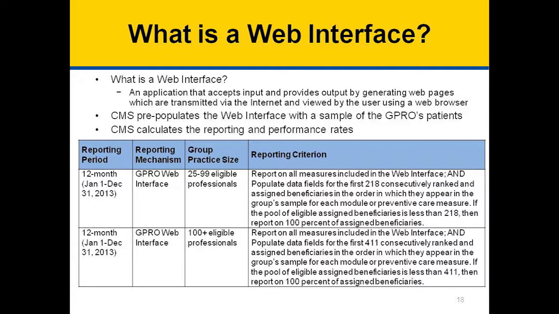If the pool of eligible assigned beneficiaries is less than 218, then you must report on 100% of the assigned beneficiaries. For groups with 100 or more eligible professionals, you must report on all measures included in the web interface and populate data fields for the first 411 consecutively ranked and assigned beneficiaries in the order in which they appear in the group sample for each module or preventive care measure. If the pool of eligible assigned beneficiaries is less than 411, then you must report on 100% of the assigned beneficiaries.